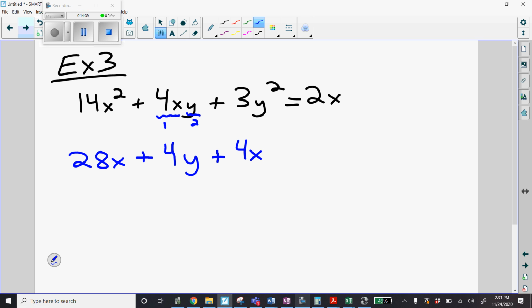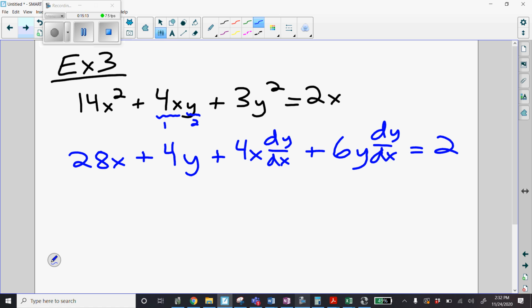Now the derivative of y is simply 1, but it's not just 1 because I have to tack on 1 times dy/dx. Now, I'm not going to write the 1 in here, but I do need to write the dy/dx. Again, here I got plus 6y. Again, I need another dy/dx equals the derivative of 2x, which is simply 2.